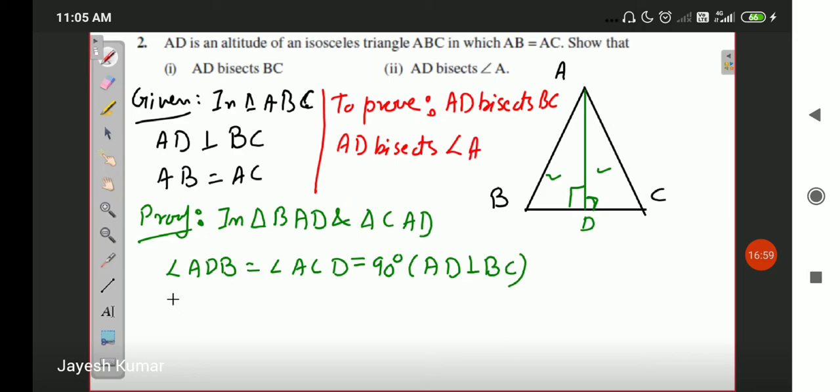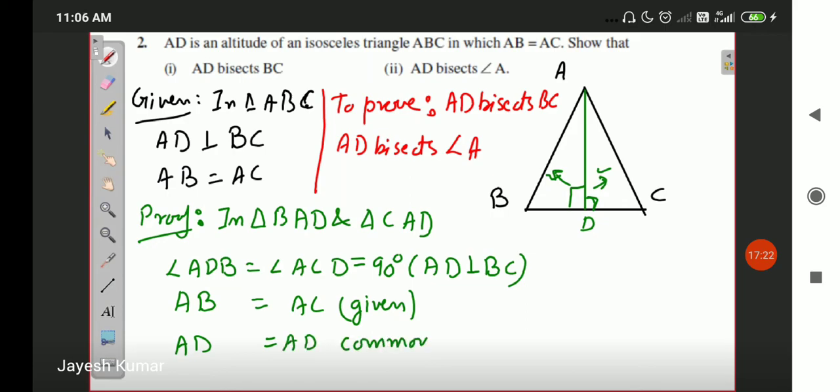Secondly, we have hypotenuse. In the first triangle the hypotenuse is AB. The side opposite to the right angle is called hypotenuse. In the second triangle the hypotenuse is AC, and both of these are equal. It is given to us. And lastly, AD is a common side. So by RHS congruency, both the triangles will be congruent.